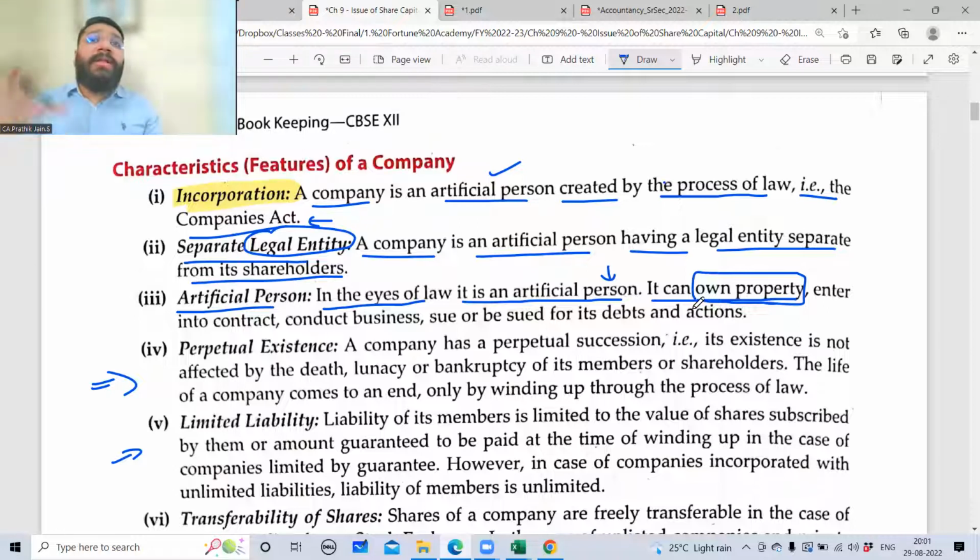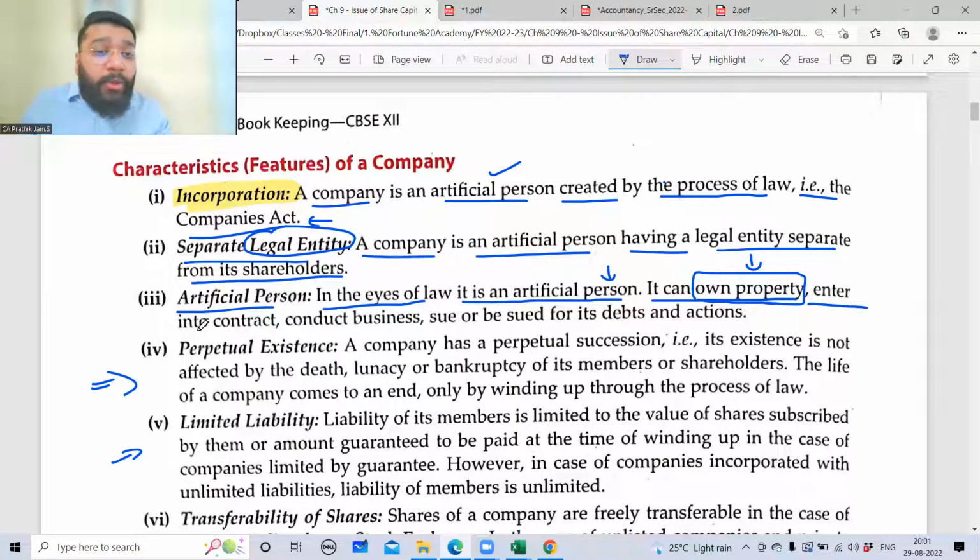So it is very important that the registration of the land or any assets has to be done in the name of the company. For me to do that registration in the name of the company, it should enjoy the status of being called a person. That's why it is called an artificial person by law. Because of this status, the company can own the property in its own name. The registration can happen in the name of the company itself.